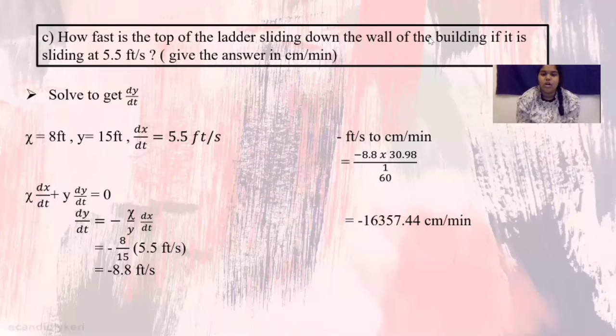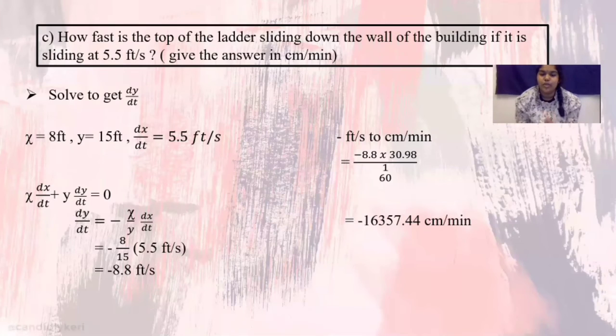Step 4. Solve for the quantity we want. The question is asking us to find dy/dt at the instant when x equals 8 feet and dx/dt is equal to 5.5 feet per second. So let's solve the preceding equation for dy/dt. x dx/dt plus y dy/dt equals 0. Since we want dy/dt, it equals negative x over y times dx/dt.